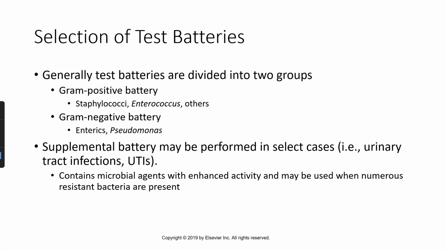There's also combination panels that exist. So some panels not only have the ability to do minimum inhibitory concentrations or susceptibilities of different antimicrobials, but it can also give you an identification of the organism.